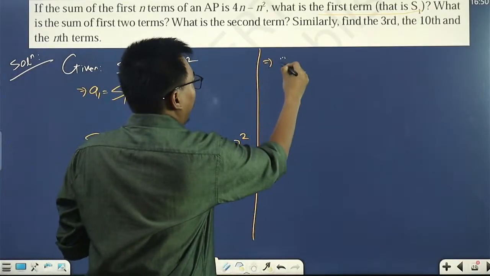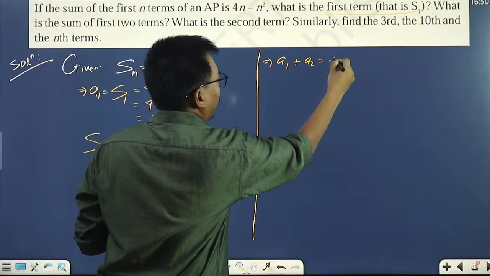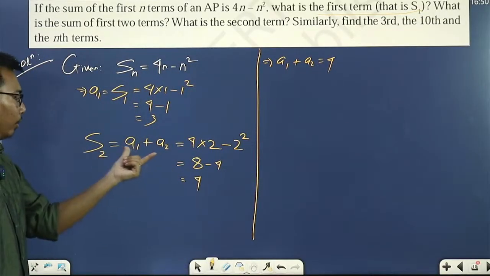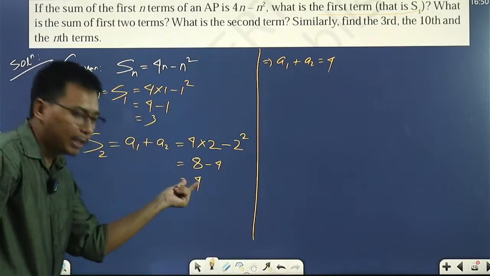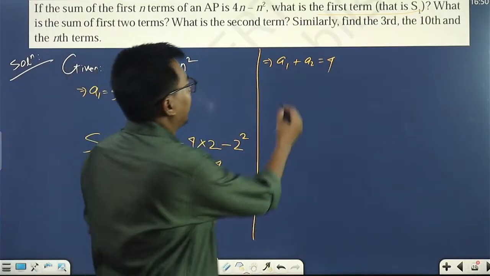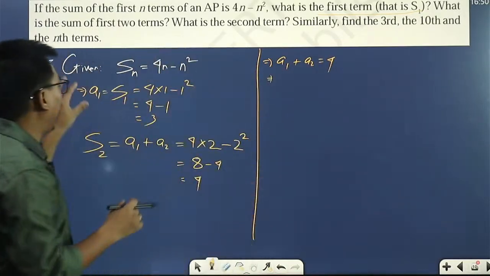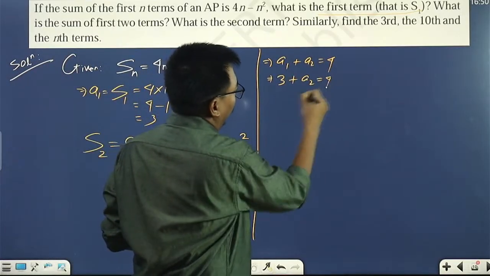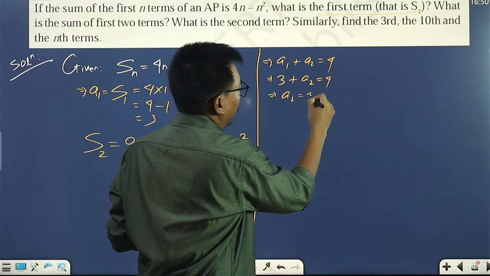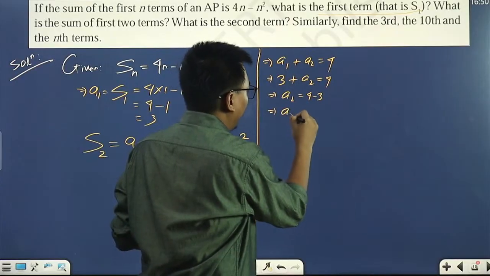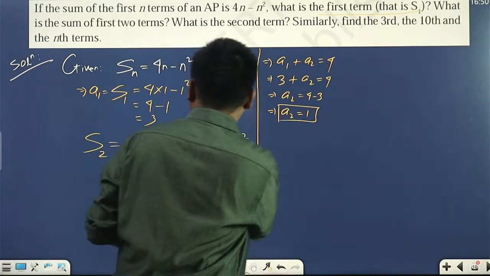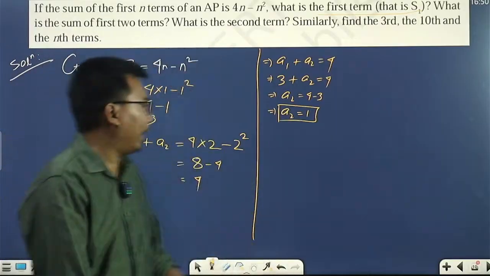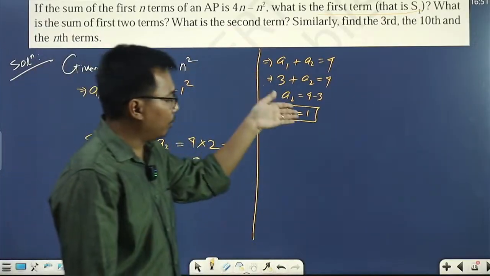It also means that A1 plus A2 is equal to 4, since S2 is A1 plus A2. Now what is the value of A1? A1 is 3, so 3 plus A2 equals 4. So A2 will be 4 minus 3, which is 1. This is the value of the second term. So we have first term 3, second term 1.